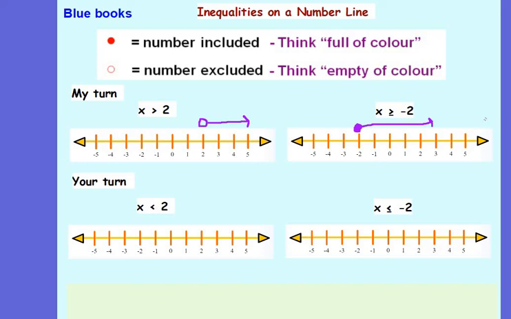Right, let's go through the answers. I've been asked for x is less than 2, this time 2 is not included, so we're using an empty circle. And we're heading in this direction this time, indicated with an arrow. And for x is less than or equal to -2, this time we've got that equal sign, so it's a filled in dot. We're going less than or equal to, so we're heading in this direction, just the same way. Please make sure you've got that written in your dark blue books.